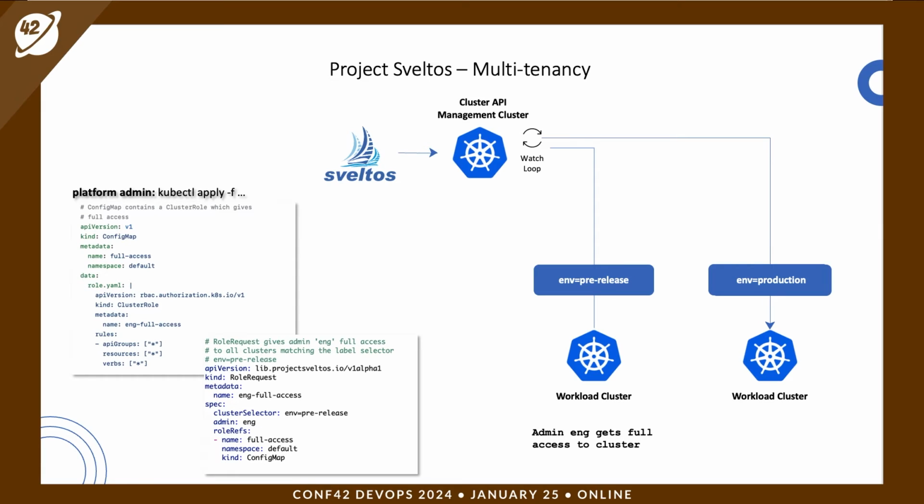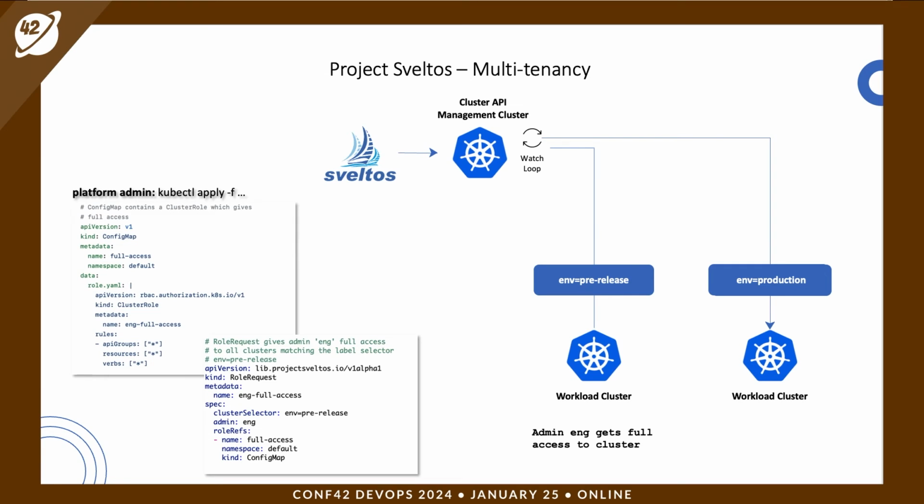Now, let's see in an example how this works. As a platform admin, you can create a role request that says in every cluster matching the cluster selector environment pre-release, give the admin eng all the permissions that are defined in the config map in the default namespace called full access. And this config map contains a cluster role with all permissions, which means that we are giving the engineering admin cluster admin permission in every cluster matching the cluster selector environment pre-release.